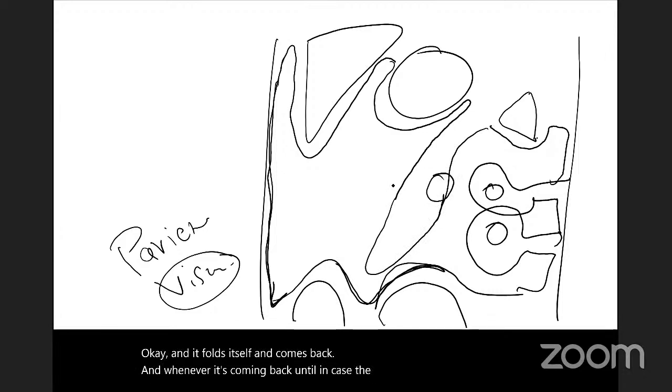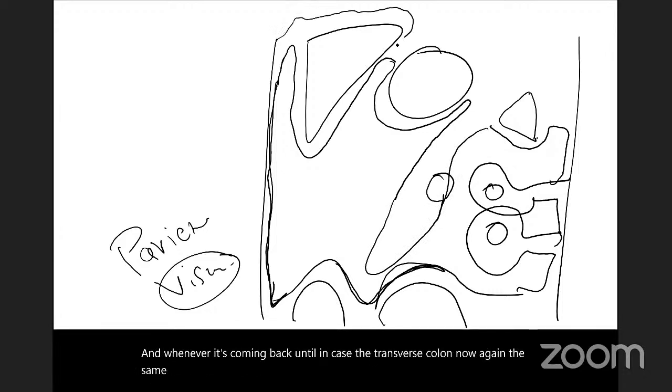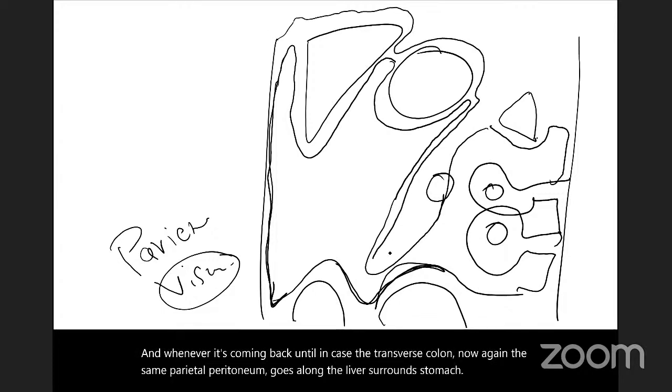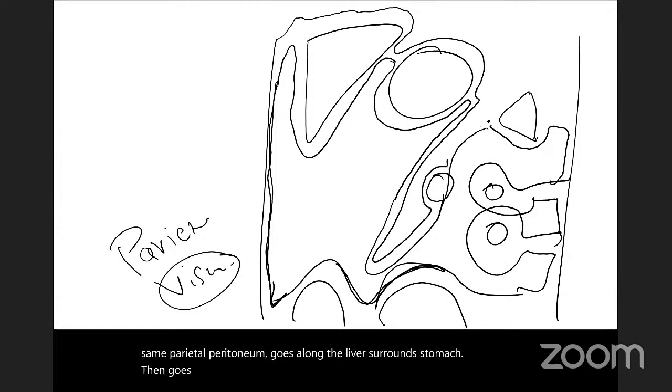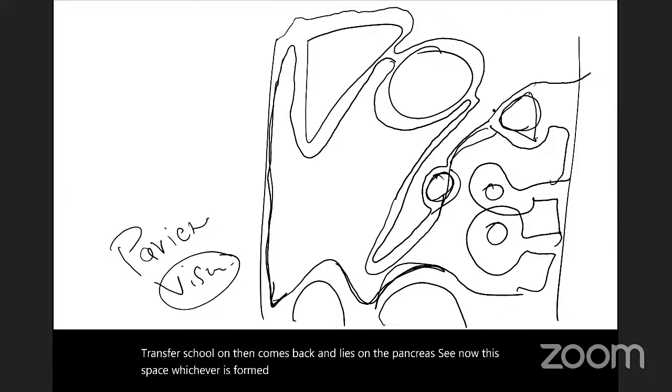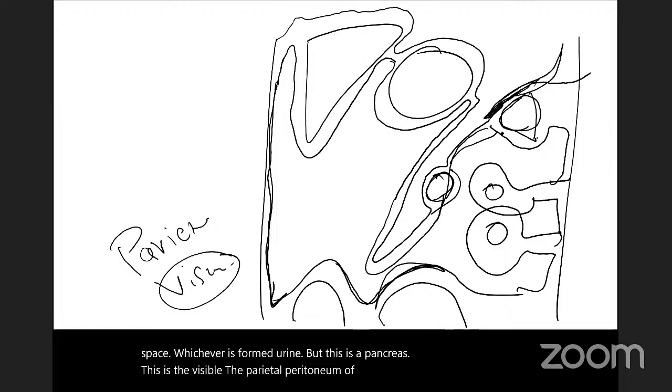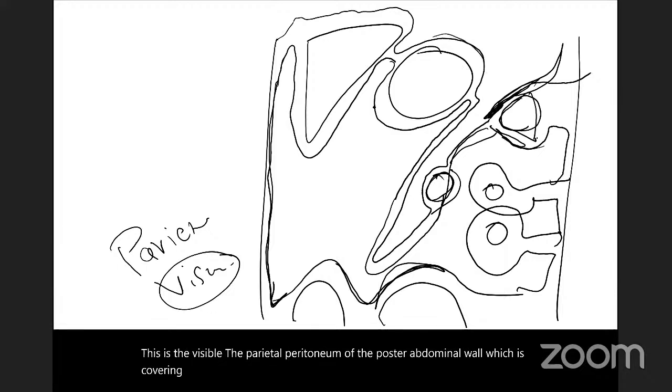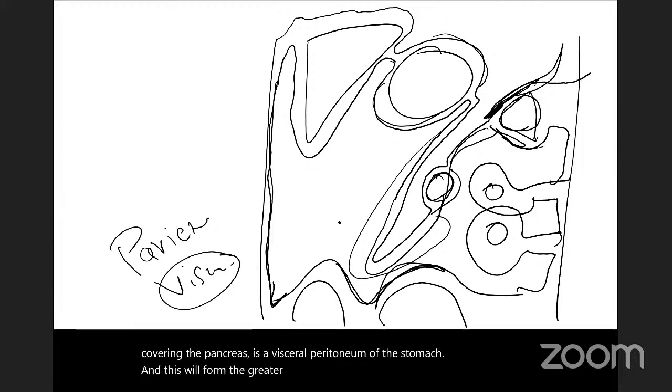Now again, the same parietal peritoneum goes along the liver, surrounds the stomach, then goes down, covers the transverse colon, then comes back and lies on the pancreas. See, now this space which is formed here: this is the pancreas, this is the parietal peritoneum of the posterior abdominal wall which is covering the pancreas. This is the visceral peritoneum of the stomach, and this will form the greater omentum. So this is nothing but the greater omentum.